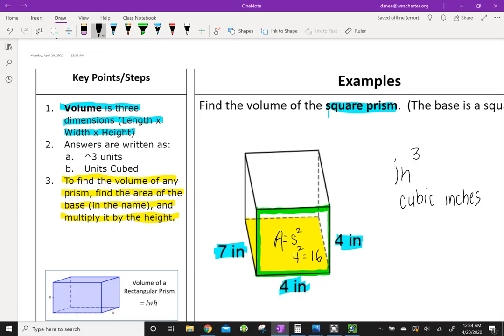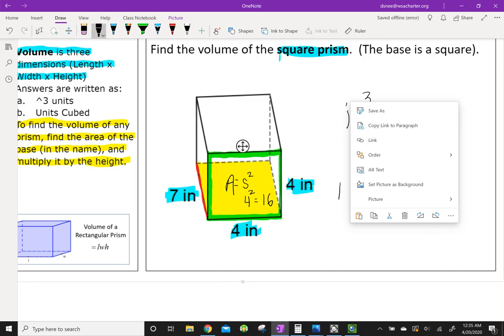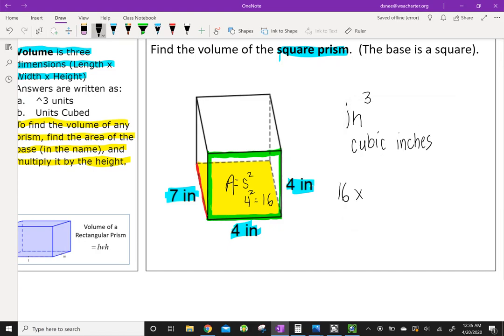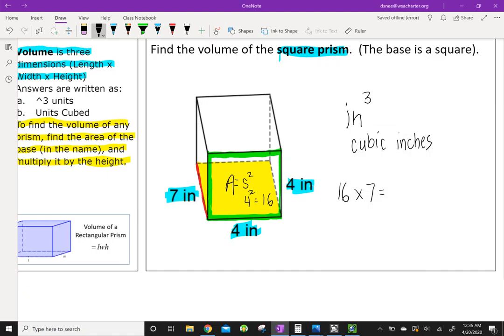Okay, so it says find the area of the base and multiply by its height. And the height connects the 2 squares. Or if it was a triangular prism, the height would connect the 2 triangles. So now we're going to do 16 times 7, because we found the area of the base and we multiplied by the height. And 16 times 7 equals 112. So this is 112 inches cubed, or cubic inches.